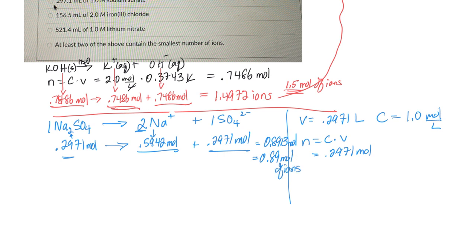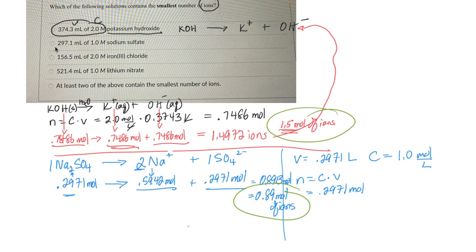If I'm comparing the first two, they want to know which has the smallest number of ions. Comparing this one to this one, so far this one is winning. It's the lowest number. But then you need to do the same thing with this one, and same thing with that one. If you have questions on it, you can give me a holler.